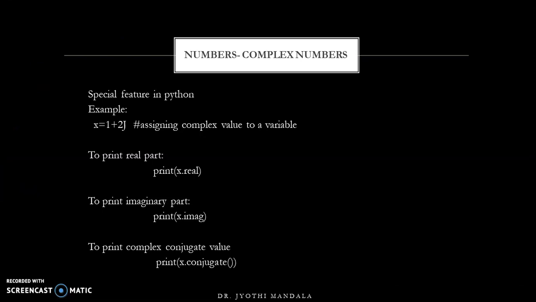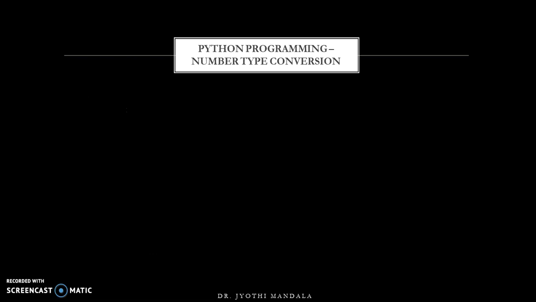Now after this, we have different number type conversions also. One number can be converted to another number. So the first one is int x. Now whenever you specify int and within that you specify any value, that value will be converted as an integer value. So to convert x to integer, you can use int x.